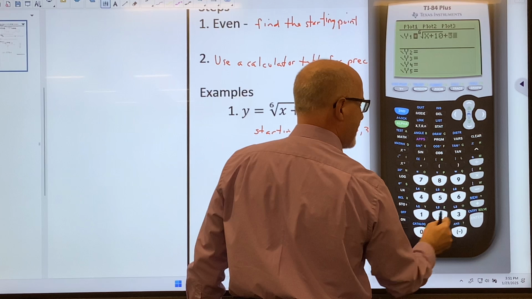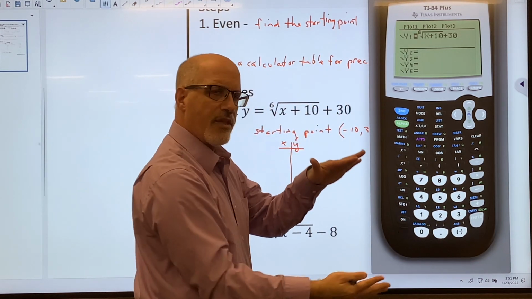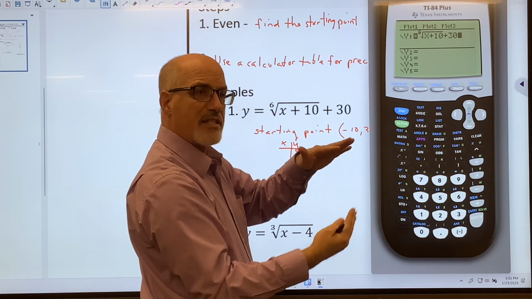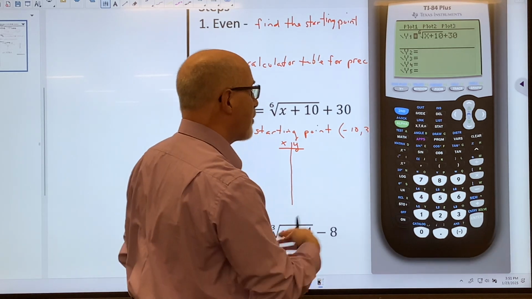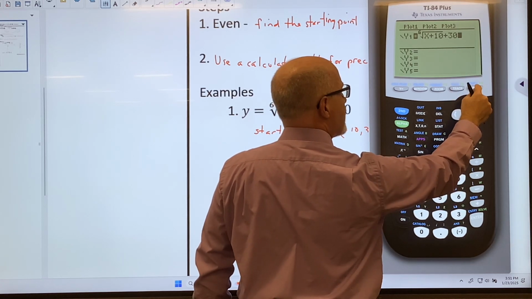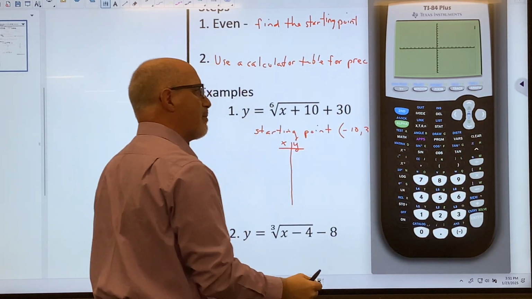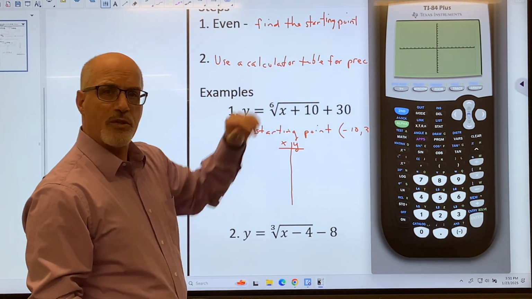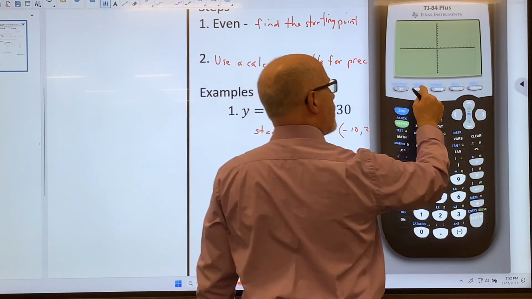Now, that sixth root is really going to pull it down. The higher the root, the more condensed it's going to be because it's taking a root of something, going to bring the number down quite a bit. And so when we look at the graph, if you just take graph, you won't see anything because it's starting at -10, 30, it's up too high. So we got to change our window here.